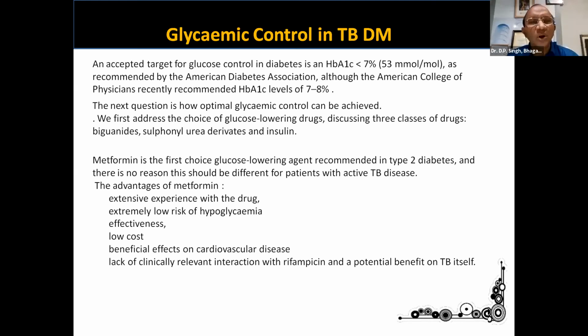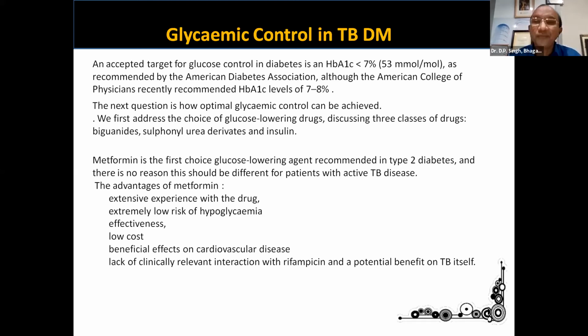The next question is how optimal glycemic control can be achieved. We first address the choice. The choice is just three: biguanide, sulfonylurea derivatives, and insulin. Metformin is the first choice glucose lowering agent recommended in type 2 diabetes mellitus, and there is no reason why it should not be used in combination in TB-DM, because we have extensive experience with this drug. Extremely low risk of hypoglycemia. Effectiveness is very good. Low cost, beneficial effect on cardiovascular disease, lack of clinically relevant interaction with rifampicin, and of course, potential benefit on TB itself.